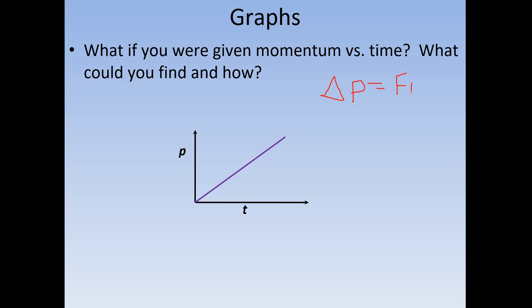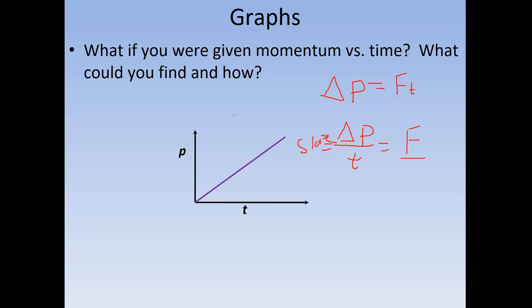But because the momentum and time are on the same sides, what I want to do is actually move this over, and I can see that because I'm dividing these two things, this would be a slope. So slope equals force. If I take the slope of this line, then I will get the force acting on the system.